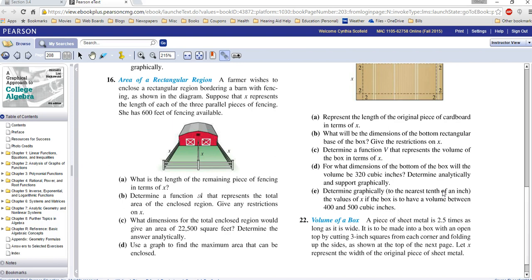So the fencing, they show 3 lengths that are the same. They're represented with x. One side of this rectangular yard is going to be bordered by the barn, so you don't have to worry about fencing there. The other side, though, wants to know what is the length of the remaining piece of fencing in terms of x. Then it wants us to determine a function A for the area, giving any restrictions on x. What are the dimensions for the total enclosed region to give an area of 22,500 square feet? And then use a graph to find the maximum area that can be enclosed.